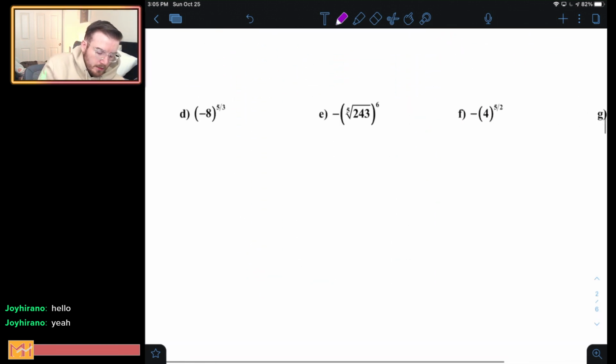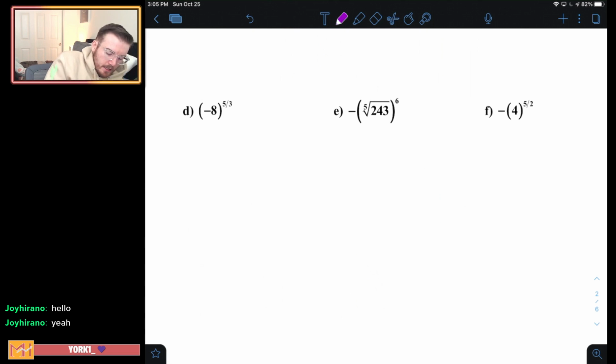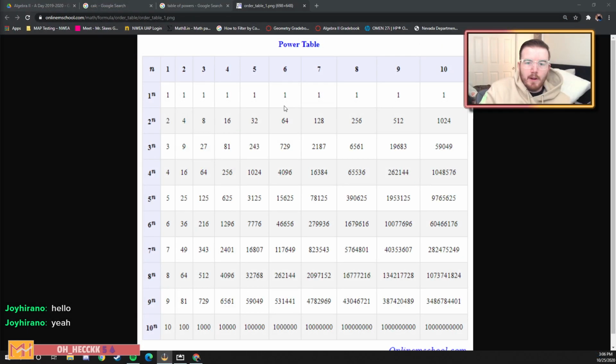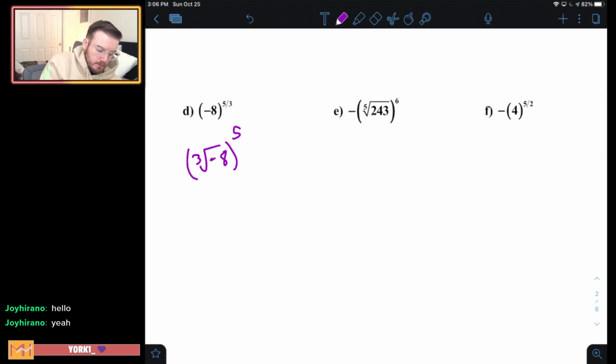To keep it going, the cube root of -8 raised to the 5th power, right? So eventually you're going to get some of these memorized if you haven't already. The cube root of 8 is 2. The cube root of -8 is -2. Not 2i. You can't take the square root of a negative number, but you can take the cube root of a negative number. Why is that?